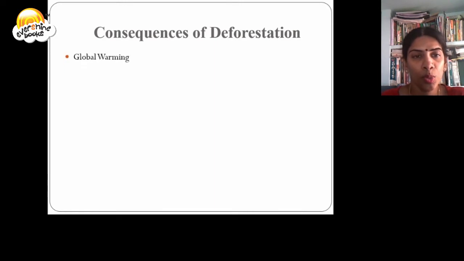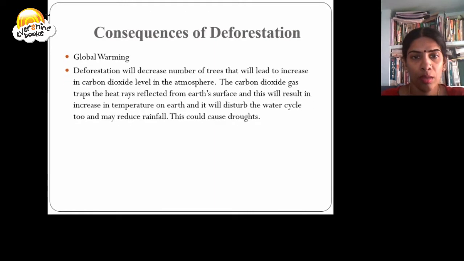The main cause would be global warming. Deforestation will decrease the number of trees and hence increase the carbon dioxide level in the atmosphere. The carbon dioxide gas traps the heat rays reflected from the Earth's surface. This increases the temperature on the Earth. This disturbs the water cycle too and reduces the rainfall. That results in drought.